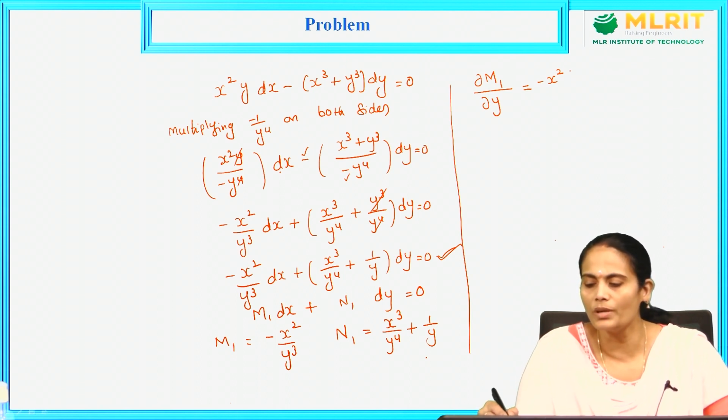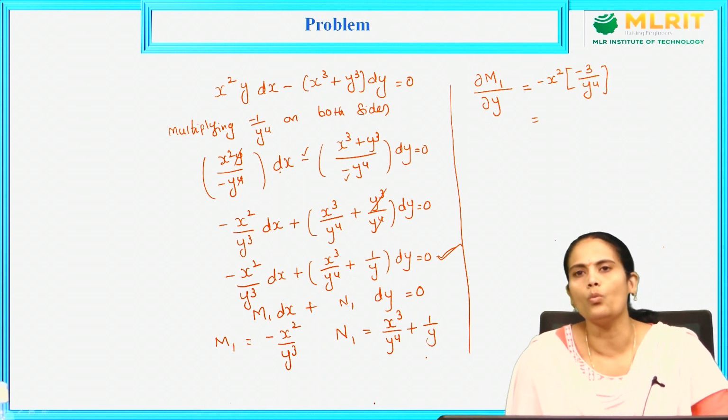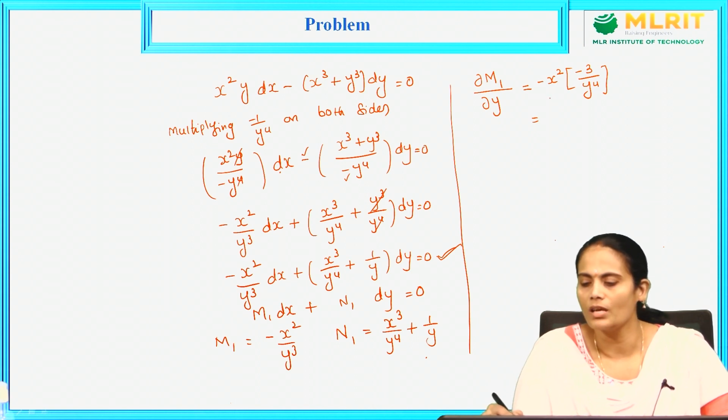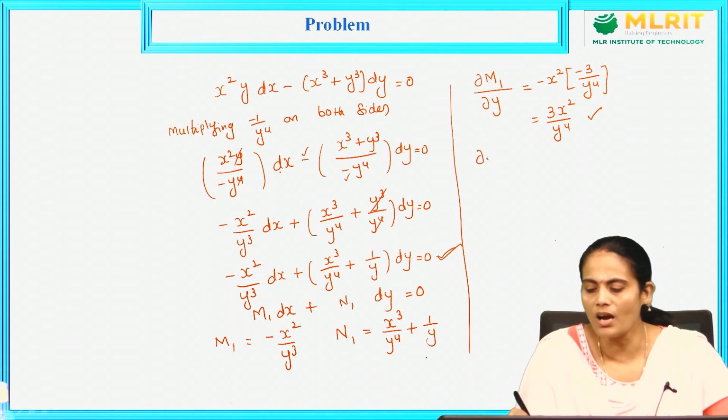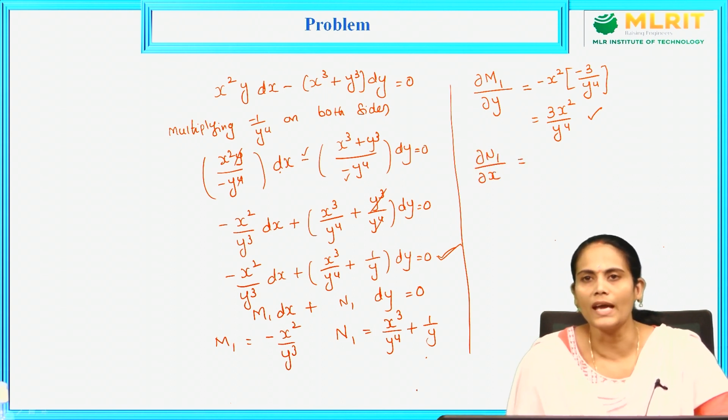The derivative of 1 by y cube is minus 3 by y to the power 4. So minus times minus, we will get 3x square by y power 4, which is the derivative value of M1 with respect to y. Now we will find the partial derivative of N1 with respect to x.